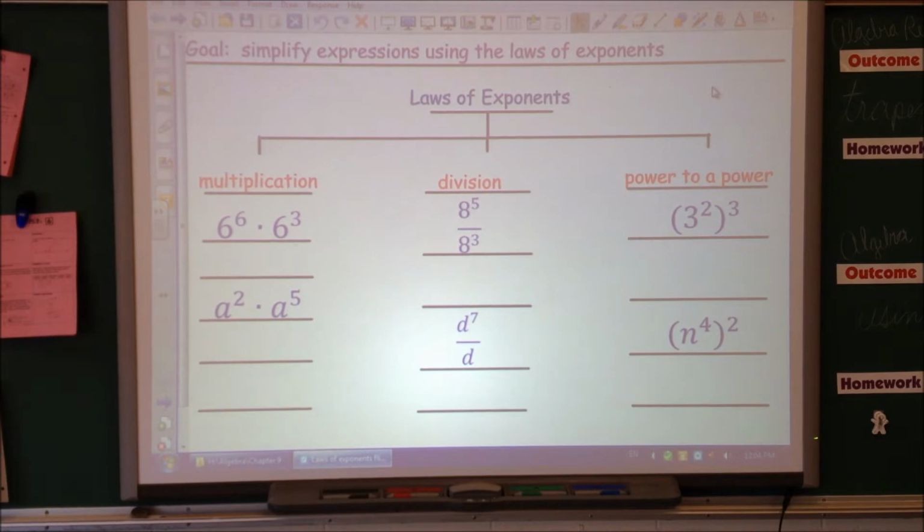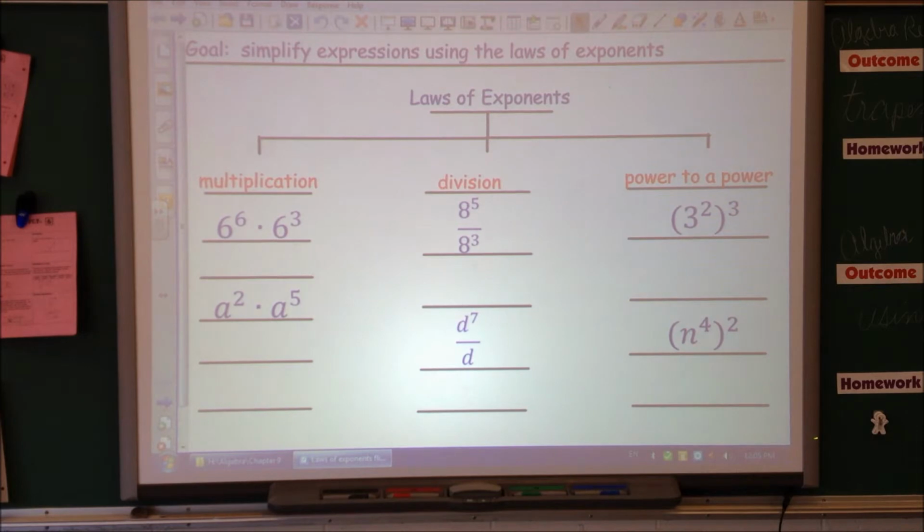Today we will be simplifying expressions using the laws of exponents. But before we can simplify expressions using laws of exponents, we need to know what they are. So as you see, I've created this tree diagram. On your paper you can create it with me if you need to. Pause the video. There are three different things that we do with exponents. We multiply, we divide, and we can have a power to a power.